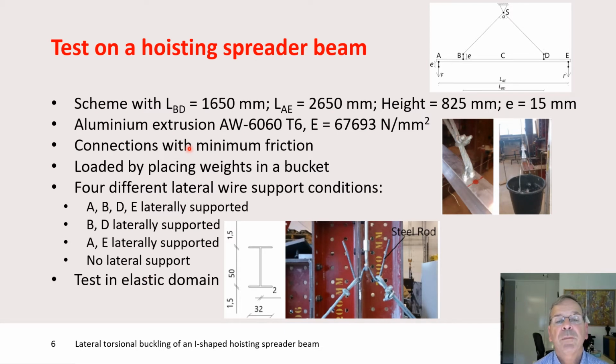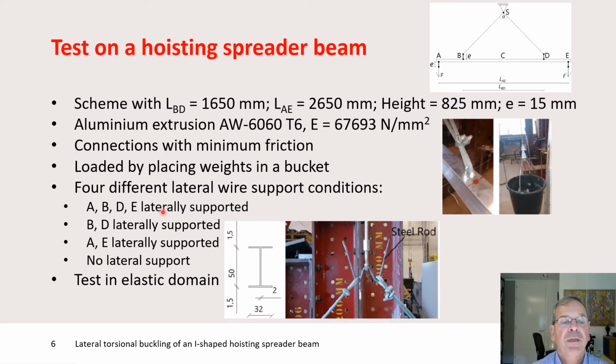Connections were applied with minimum friction. For instance, the suspension point you can see here, very practical solution. Also here at point B and D, you see how we connected the cable. And at the ends, you can see we had a simple bucket connected in which we placed weights in order to load the beam. We had lateral wire supports. And if you look carefully, you can see here such a lateral wire to keep this point in place in lateral direction.